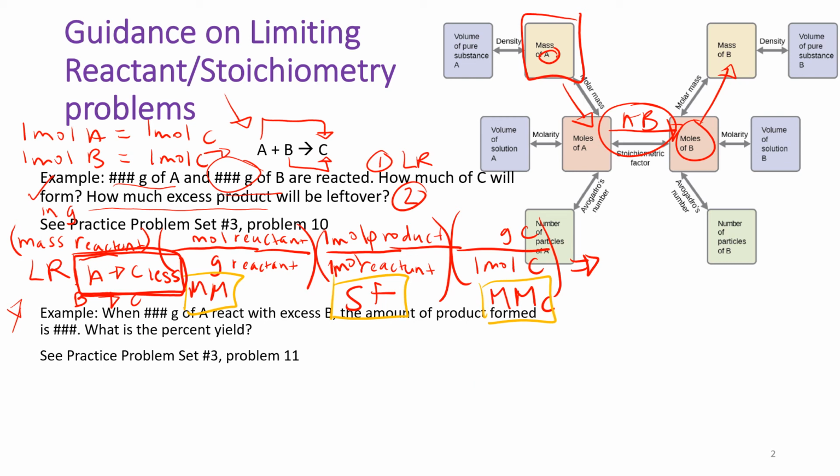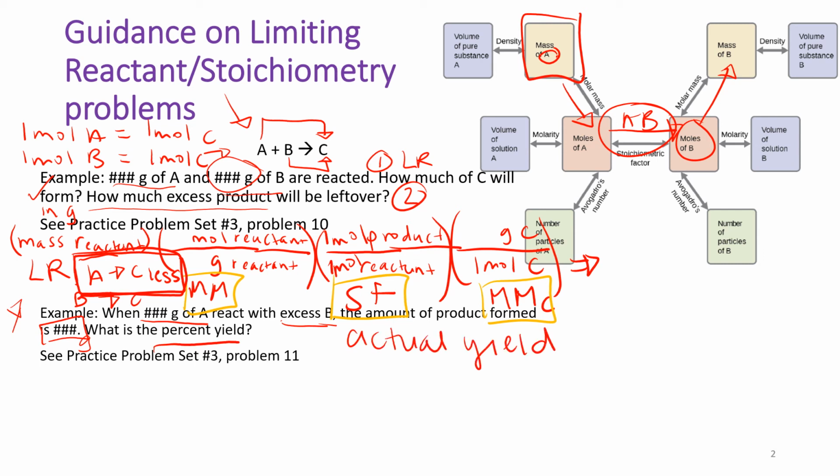What about whenever a problem asks you to find the percent yield? So here we have when this amount of A reacts with excess B, right? So this time we don't have to find the limiting reactant. It's telling us that B is in excess, so you just leave that alone. We have a certain amount of A reacting to form this amount of product, right? What it's telling you here is that this is your actual amount that you formed. Again, think of you being in the lab. This is how much you formed. So that's your actual yield that is given.